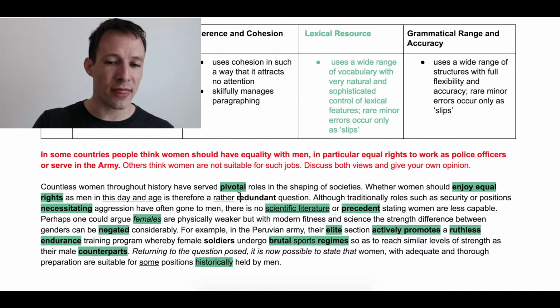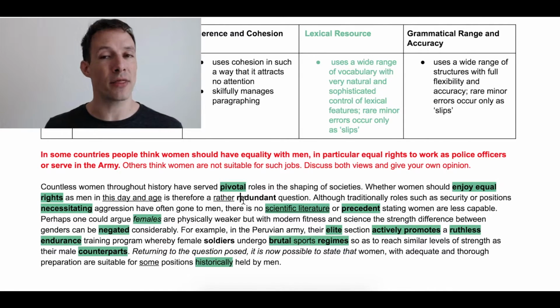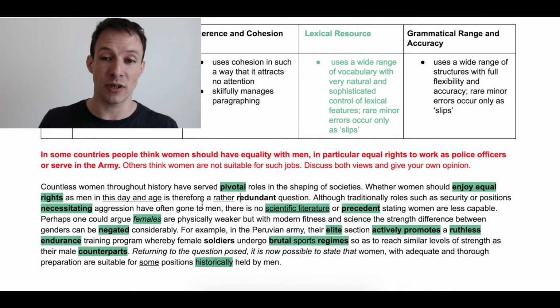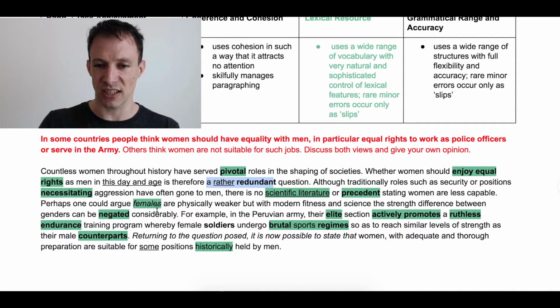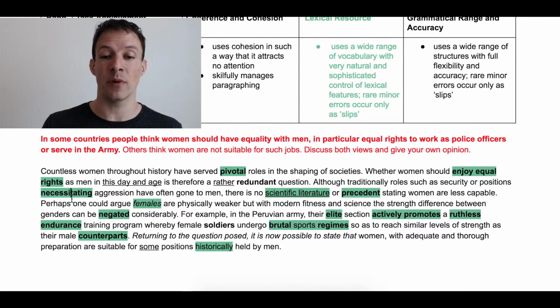Also, I've used "rather redundant" instead of "a very redundant question." I said it's a rather redundant question, so I'm upgrading it. That's probably more for grammatical range and accuracy, actually. Also, I changed, instead of "needing aggression," I put "necessitating aggression." It means something very similar, but I'm upgrading it.